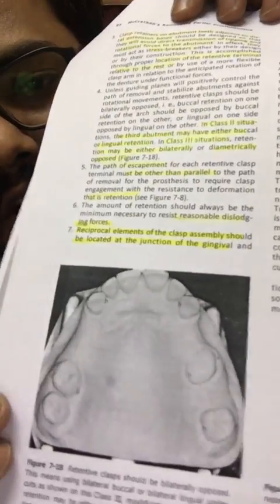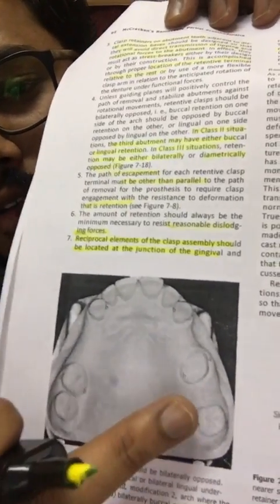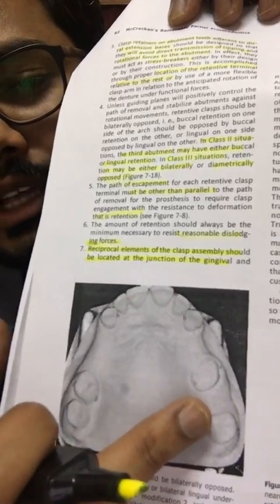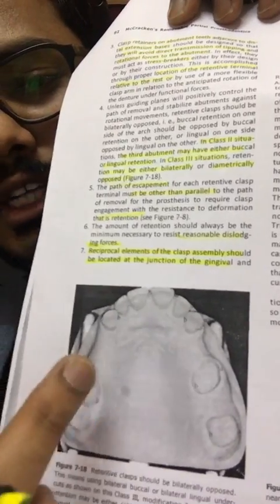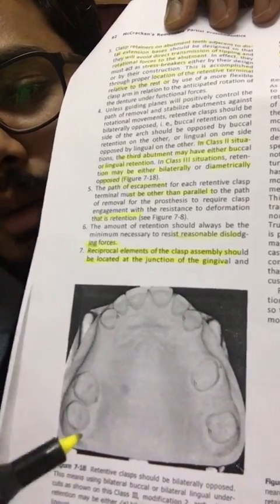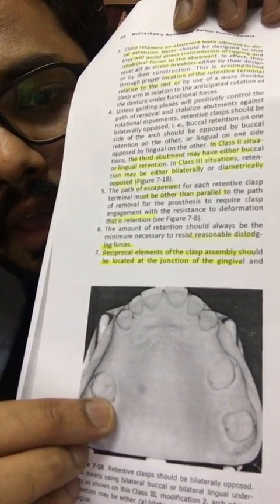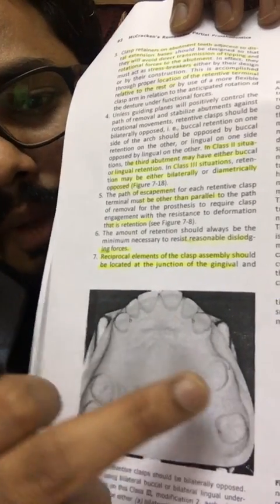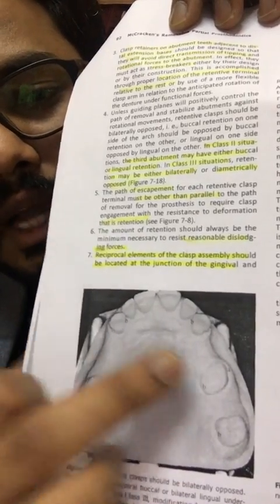If you can see in this image, this is Kennedy's class 3 modification 2. We're calling it class 3 because the posterior-most edentulous area decides the classification. So this is the posterior-most edentulous area, and we have teeth on either side of it. So this is class 3. These additional spaces are called modification spaces. So this is class 3 modification 2, where you have retentive arms which are bilaterally opposed. You can see alphabets here: A, and you have another corresponding alphabet here. If you have a buccal retentive arm here, it should be bilaterally opposed with another buccal retentive arm. Or if you're planning for lingual, then you should have a lingual one simultaneously.